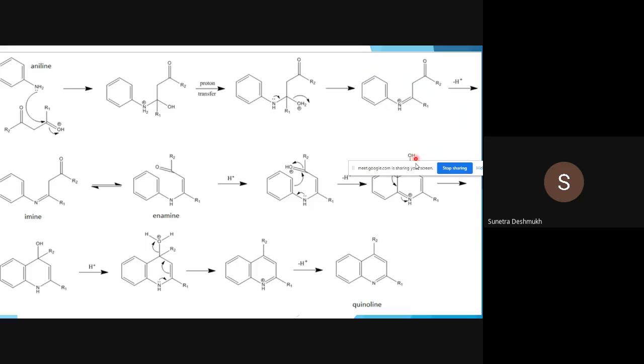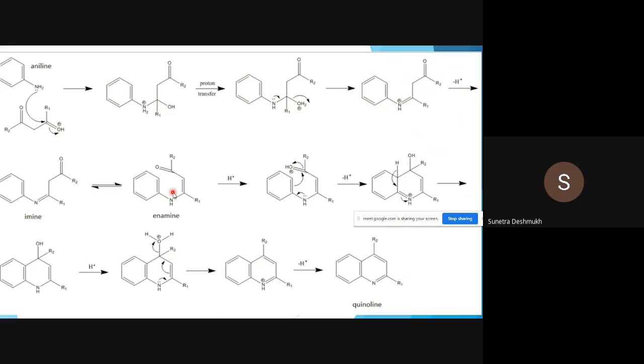Again, on treatment with H plus. Okay, elimination of H plus. After elimination of this H plus from this nitrogen atom, we can reach the imine formation. Okay, so imine formation: this C double bond N bond is nothing but the imine bond, and this imine, on rearrangement or tautomerism, forms the enamine. Okay, so enamine is nothing but a carbon-carbon double bond next to the nitrogen atom.